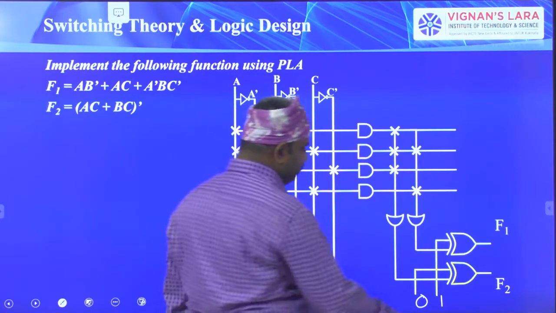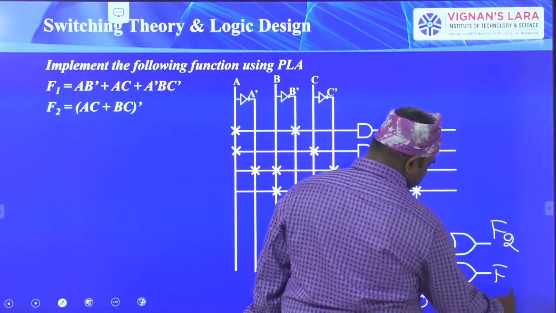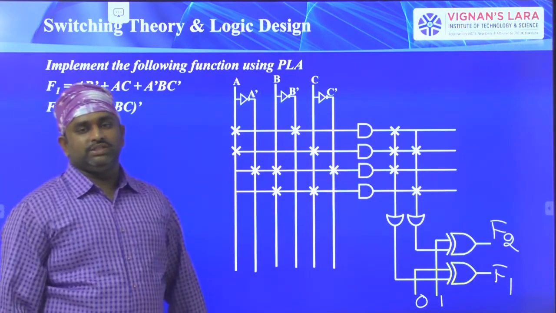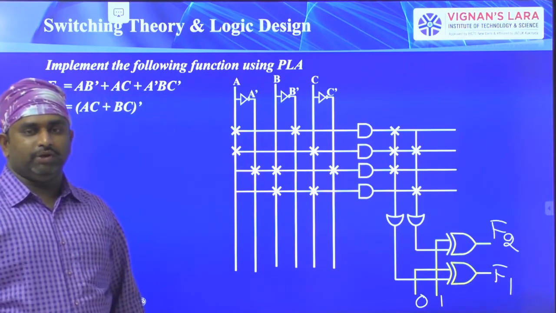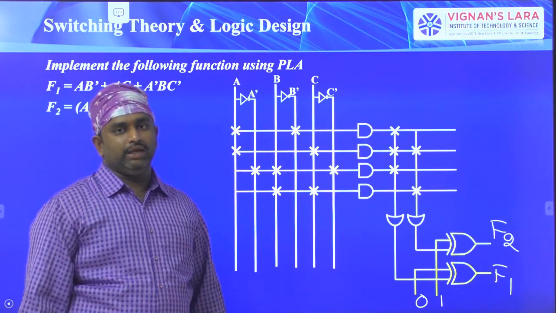So here this is function F2, this is function F1. Okay, right. So this is the way of implementing the given Boolean function by using programmable logic arrays. Programmable logic arrays. Note it down.